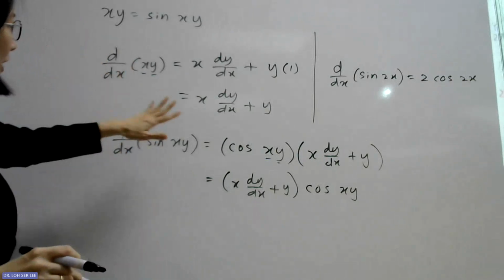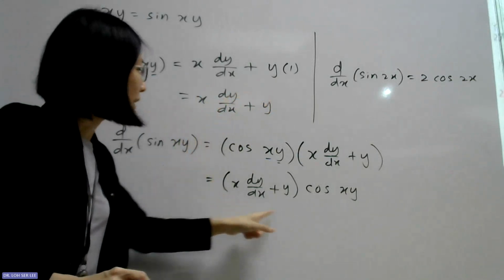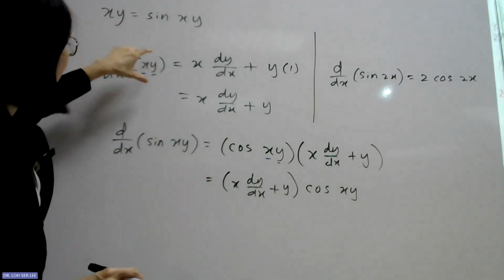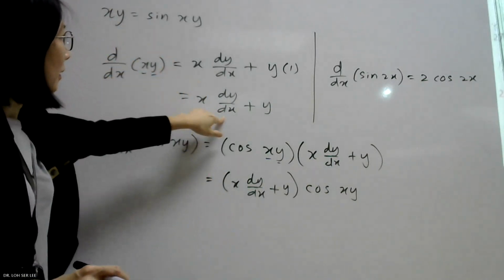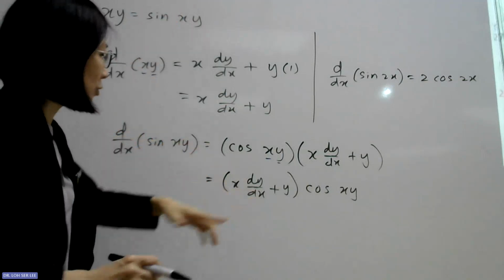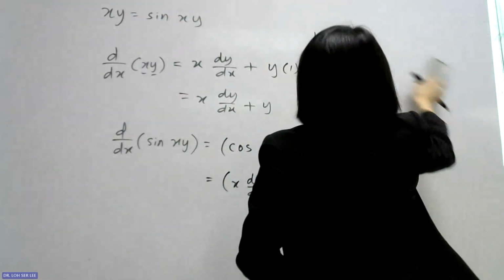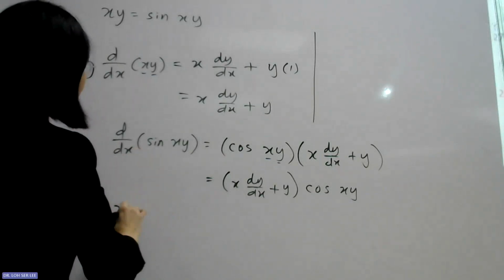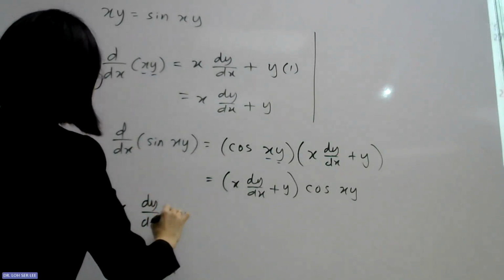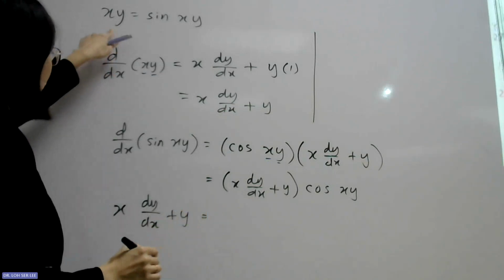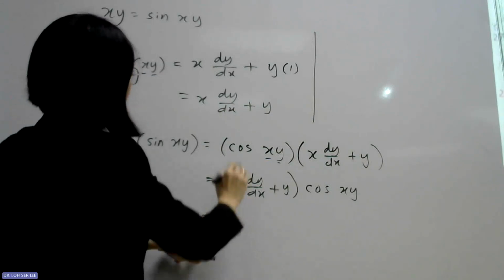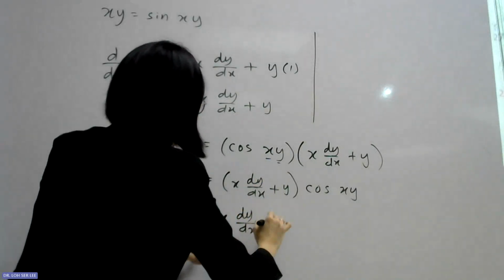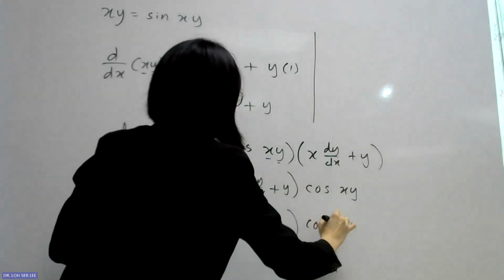Okay, so left-hand side we have this. Right-hand side, we have this. When you differentiate the left-hand side, you get this one. When you differentiate the right-hand side function, you get this one. Now we make it into one line. So x dy/dx plus y equals x dy/dx plus y, and then cos xy.